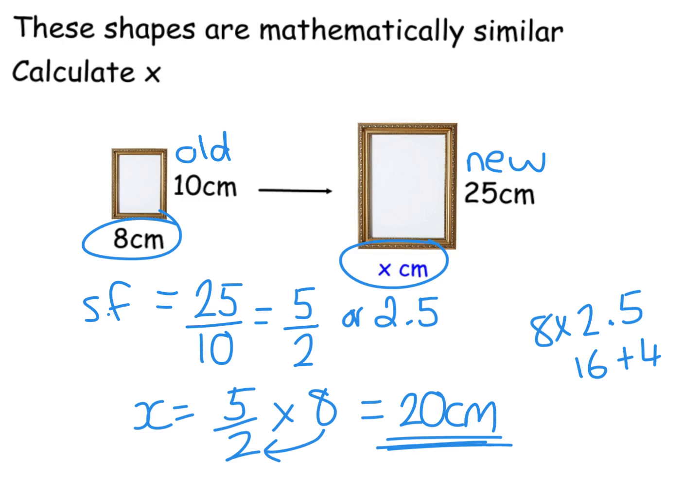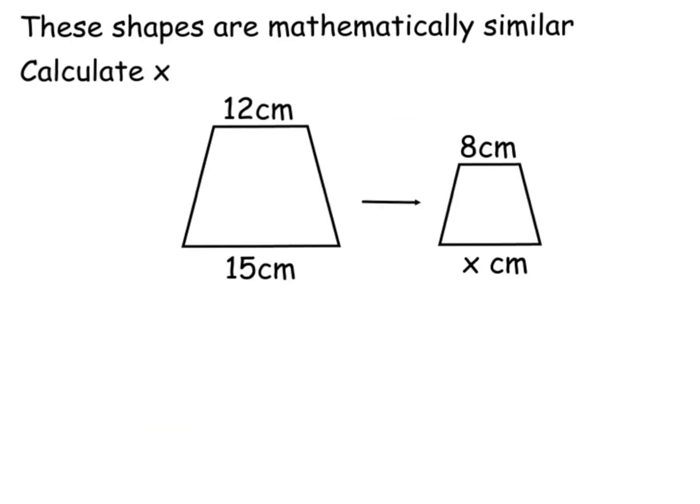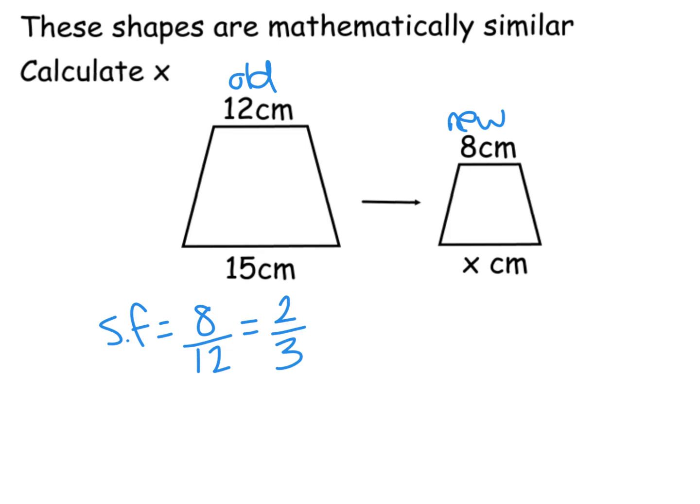Okay, let's look at reduction where it's sneaky numbers. So in this reduction, here is my new measurement. So you're always looking for the pair that are in the matching places. So new over old, scale factor equals new over old, so 8 over 12. 8 over 12, 8 and 12 are both in my 4 times table, so that will give me 2 over 3. So my new shape is 2/3 of the old shape.